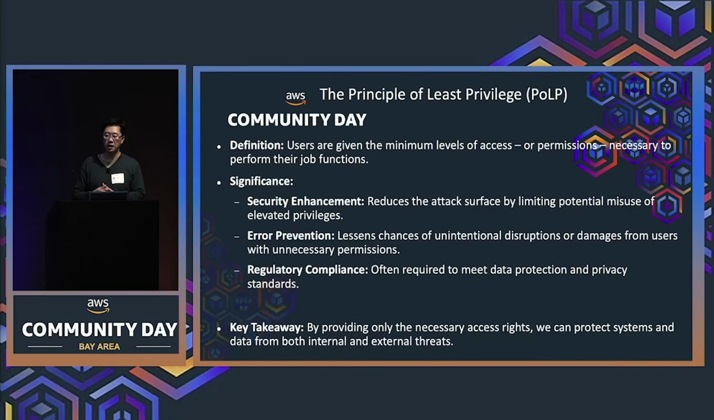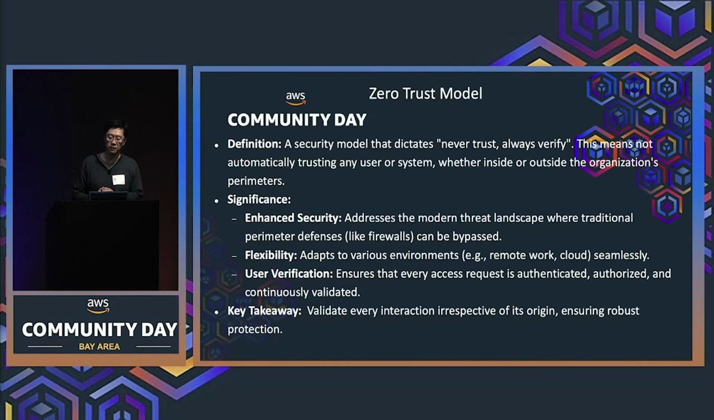Second one is principle of least privilege. Users are given minimal access of data, and then based on their role or their need to access, there should be a process to ask for permission to get additional data access. And then a zero trust model: never trust, always verify.